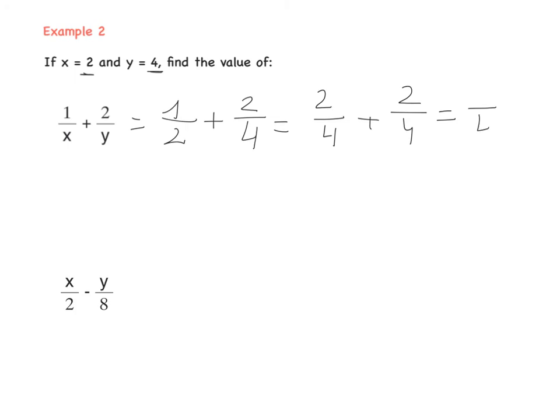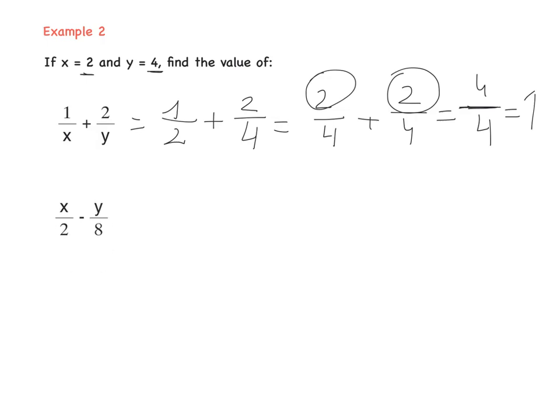Remember, the denominator doesn't change, and we can just add the top numbers, okay? So 2 plus 2 is 4. And 4 over 4, what is it? As we said before, this line means dividing, so 4 divided by 4 is 1.